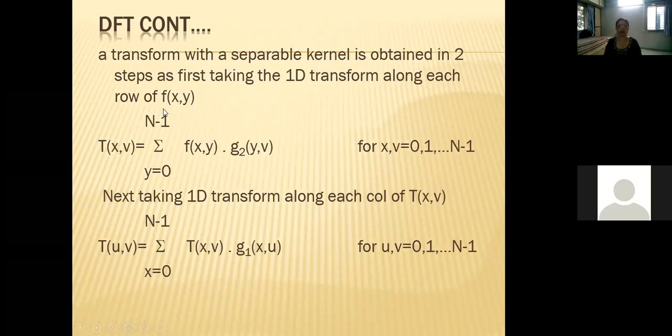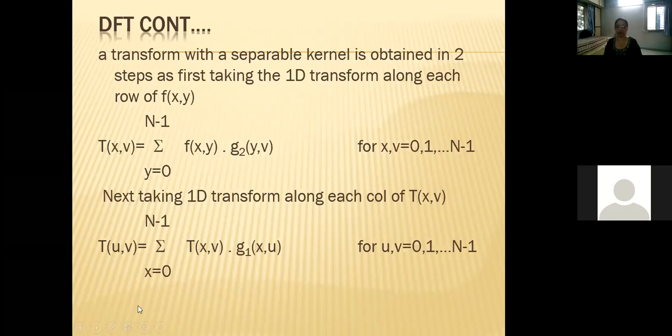So here, instead of applying first on rows and then on columns, if we change the sequence, it doesn't matter. First, we can apply it on columns, then we can apply it on rows. Even if we change the sequence, we are going to get the same result T(u,v). That is your discrete Fourier transform of image f(x,y). This is possible because of the separability and symmetry property.